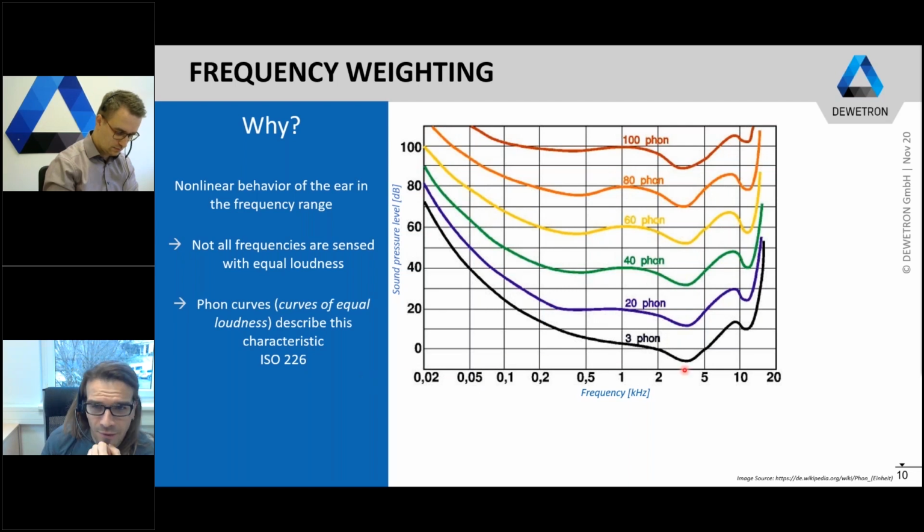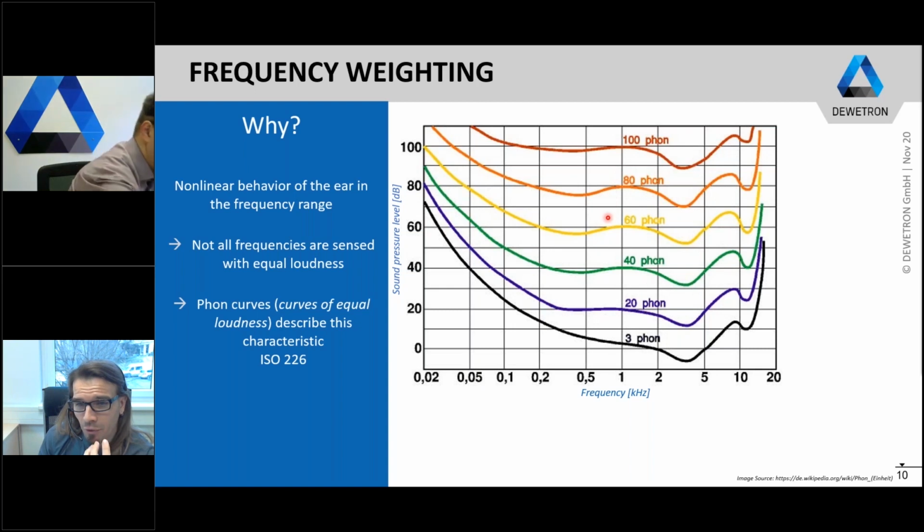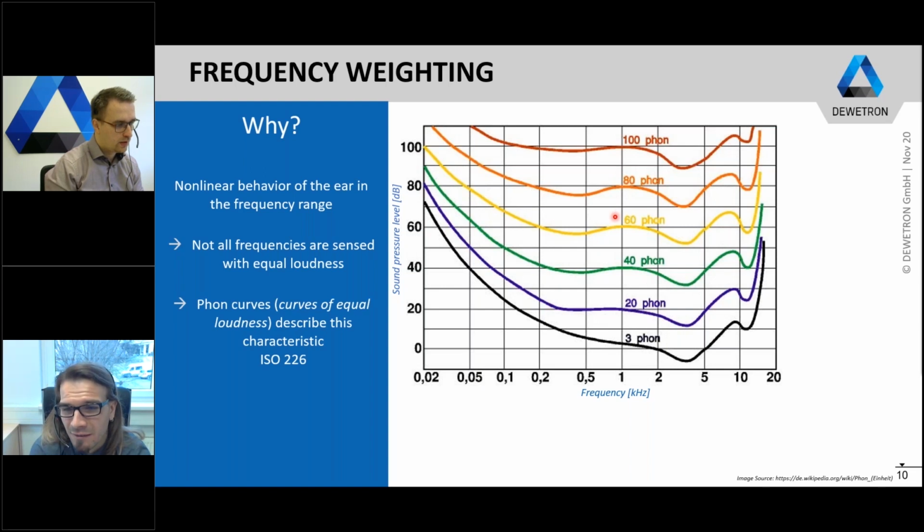On the x-axis you have the frequency, and on the y-axis you have the sound pressure level. These phon curves now describe the sound pressure level that has to be emitted by a sound source to cause the same loudness feeling in the human ear. The phon is a psychoacoustic unit which describes the loudness of a signal, and you also see here that the characteristics of the human ear change with increasing sound pressure level. That's the reason why the 100 phon curve looks different than the 20 phon curve, for example.